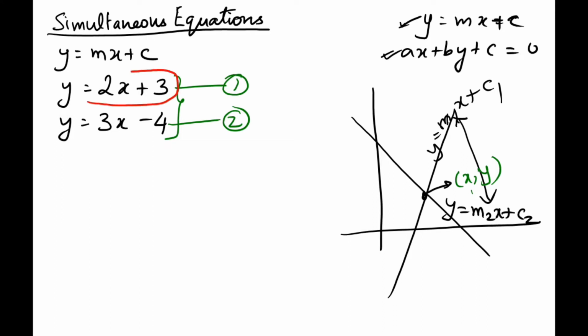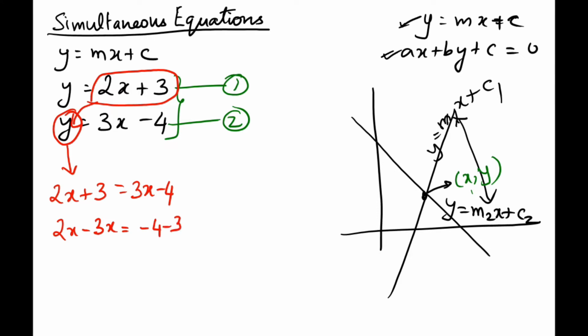Therefore the y of this equation can be substituted into the y of this equation, which means the expression for y from the first equation can be replaced in the place of y for the second equation, which means the second equation becomes 2x plus 3 in the place of y, and the right hand side remains the same. So this equation becomes a simple equation in one variable, which can be easily solved like this. So x is equal to 7 will be the answer for x.